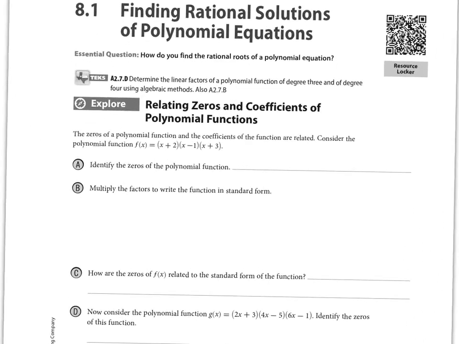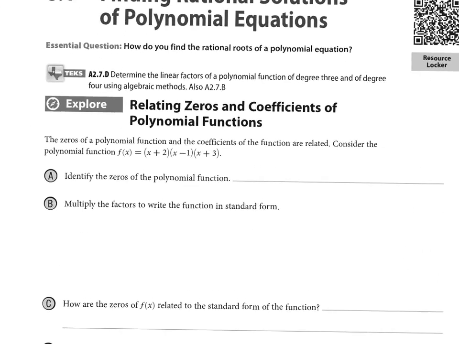Okay, so when I have a problem like this first one here, at the very top of the page, it asks us to identify the zeros of this polynomial. How would I identify the zeros of f of x equals x plus 2 times x minus 1 times x plus 3? I set it equal to 0 and solve, and what ends up happening to each of my signs? They get flipped. So my x-intercepts or my zeros would be negative 2, 1, and negative 3.